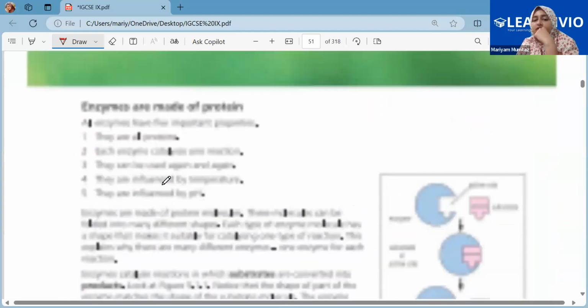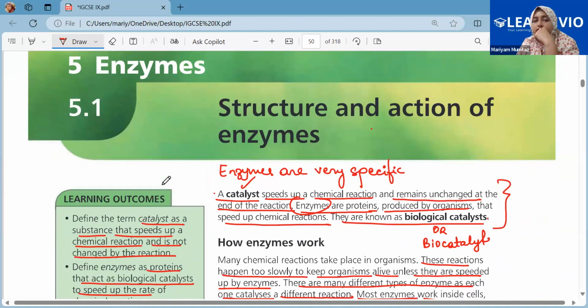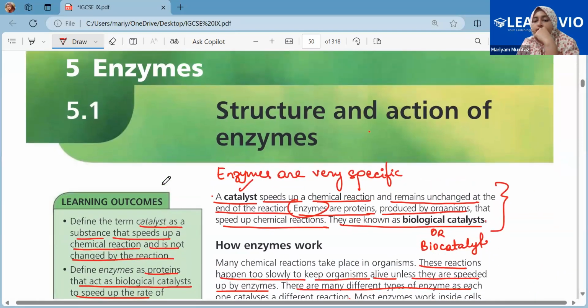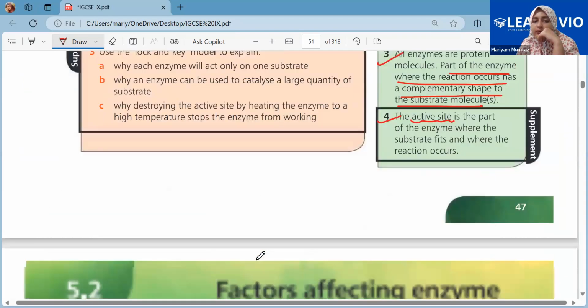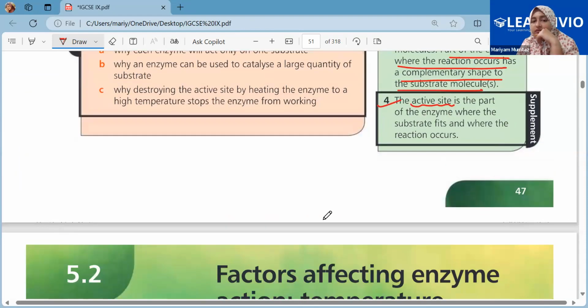Any doubts up until now? Just do one thing. Take 2 minutes and read this till here. And then if you have any doubts, we'll see it. If you don't, then we'll continue. Take 2 minutes or 5 minutes. You can read it nicely and tell me if you have any doubts.